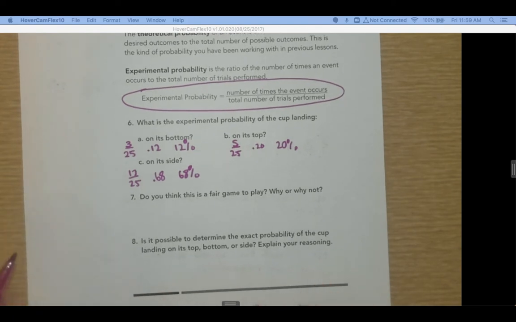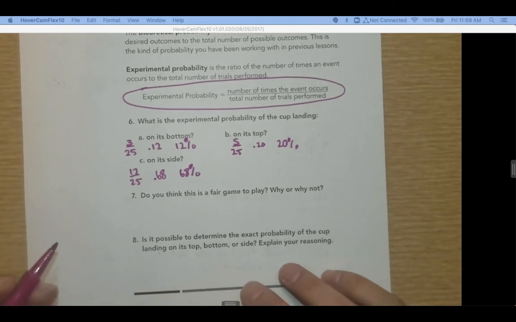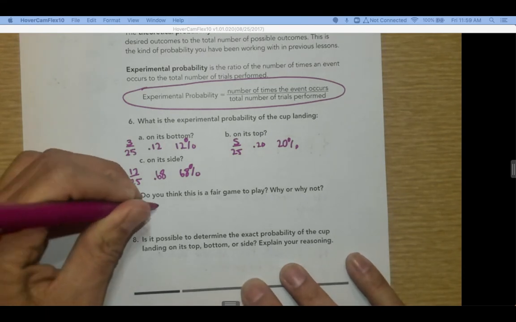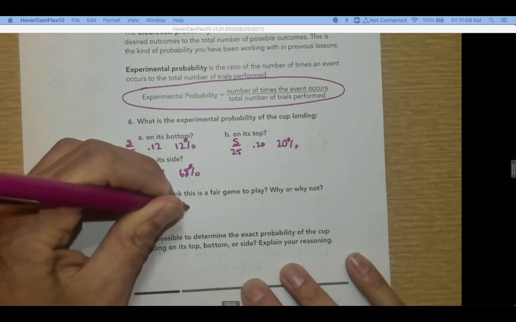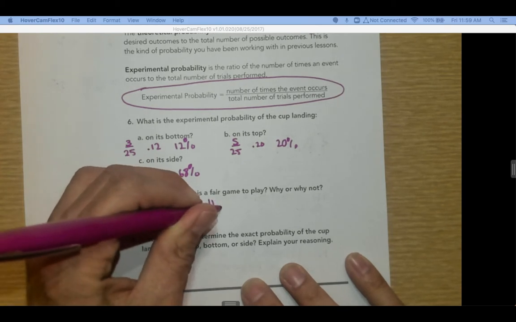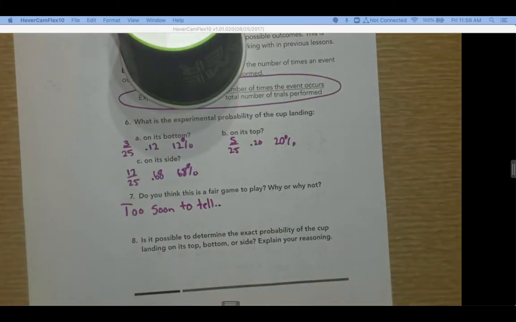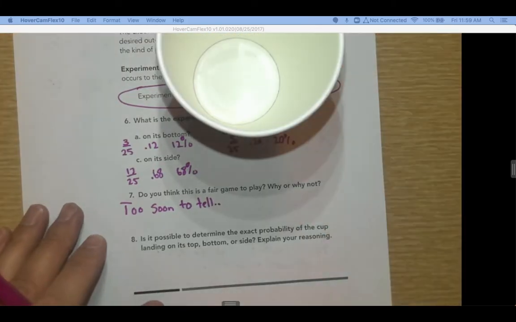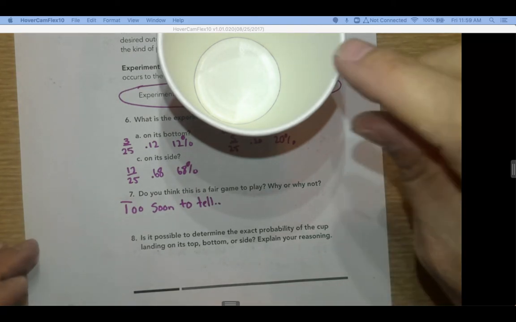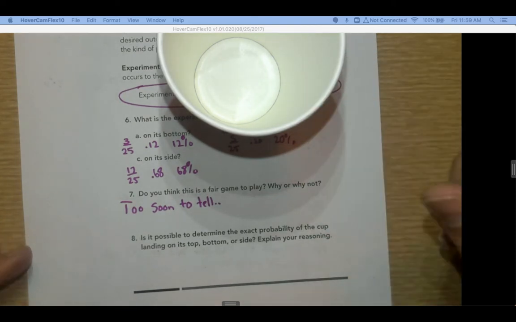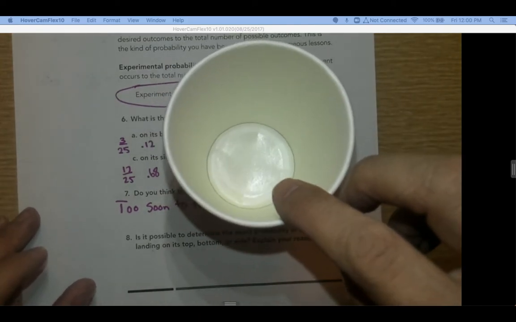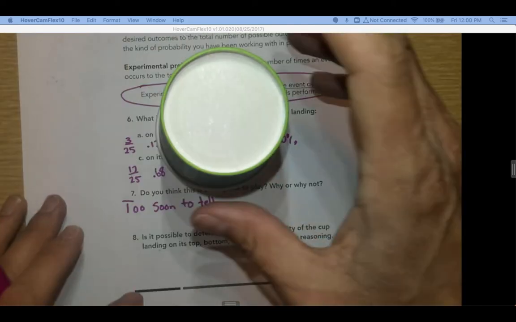Do you think this is a fair game to play? Why or why not? Too soon to tell. I mean, it landing on the top happened more than it landed on the bottom, but we only did it 25 times, and so maybe it'll even out. And I definitely was getting a little better at tossing it after a bit, and I wasn't really trying to get it to land this way or land this way at first.